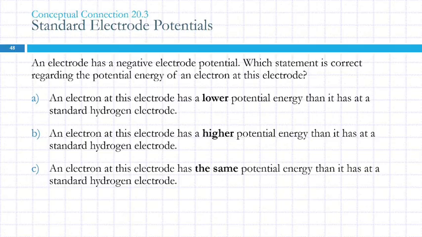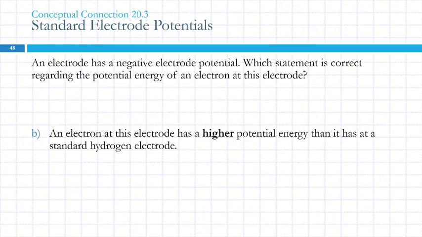Now, obviously, it's not going to be the same, right? So it's going to have a higher potential energy because it wants to get away. It's not happy with where it is. It wants to move away. So this has a higher potential energy. Any questions?